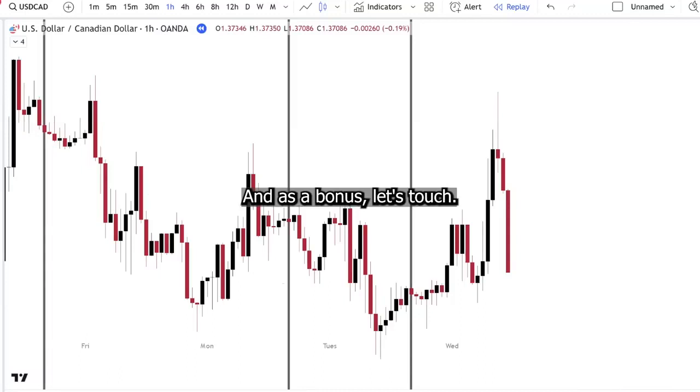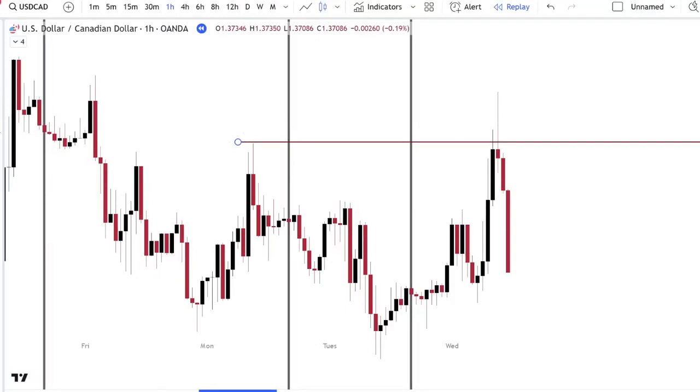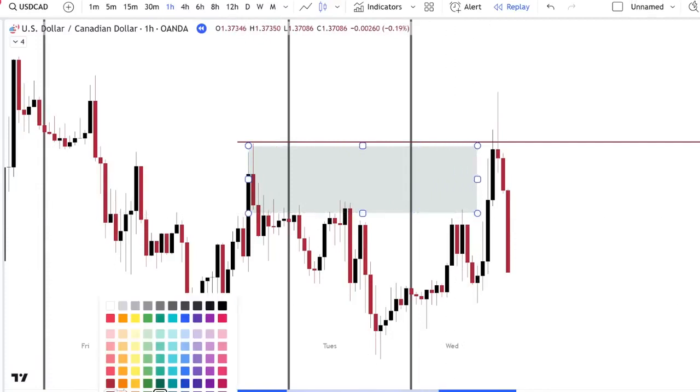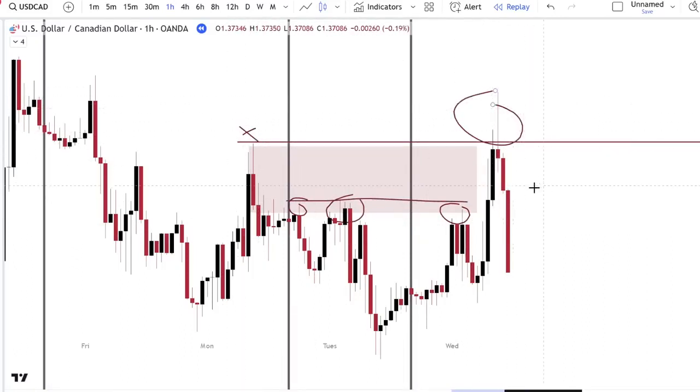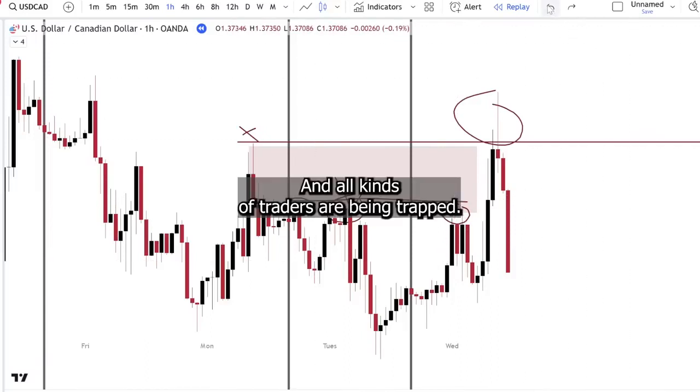And as a bonus, let's touch on the highest form of multi-day liquidity. So you had your major swing here. You had your major swing here. You had your extreme level here. So if you take a look, price rejected this level on Tuesday and on Wednesday. So this by far is the highest level of liquidity. So whenever this level is taken out, you can instantly say, sellers have been trying to sell the entire week. Trying to sell here, price coming up here, trying to sell here, and all kinds of traders are being trapped.